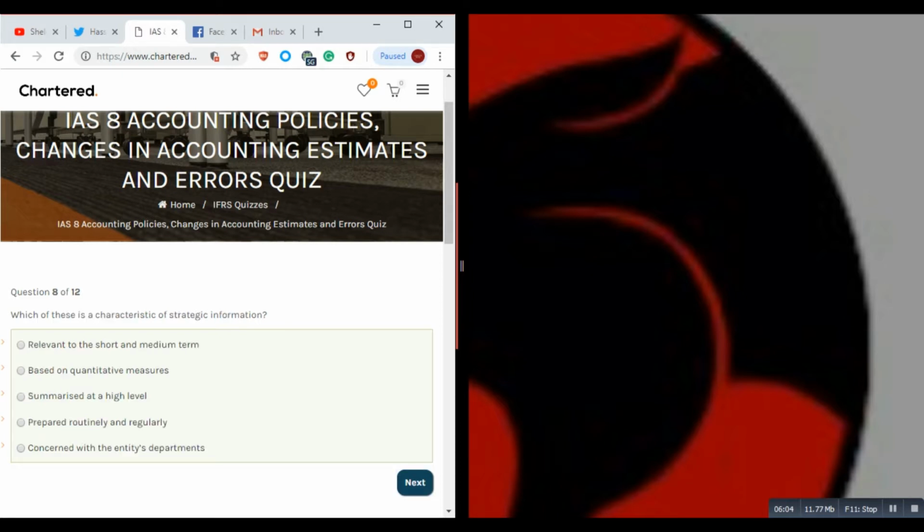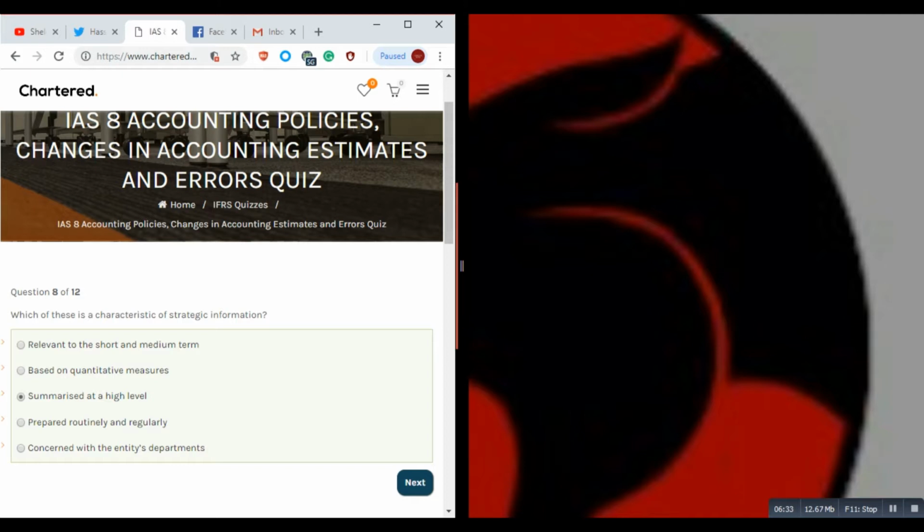Which of these is a characteristic of strategic information relevant to the short and medium term? Strategic information, by its term, means that it has to be long-term information and not short-term or medium-term, based on quantitative measures. Summarize at a high level, based on quantitative measures, no. Summarize at a high level, yes, that is the correct answer.